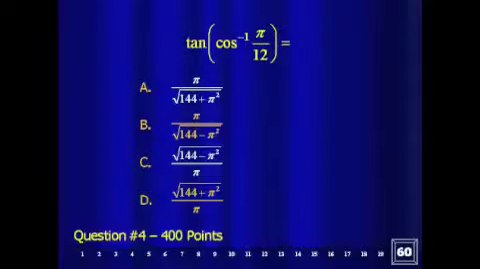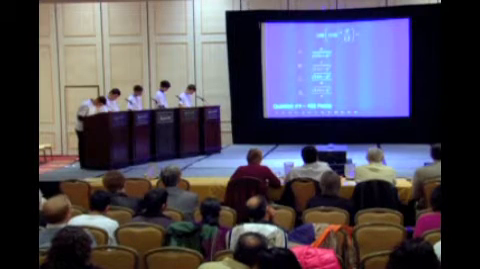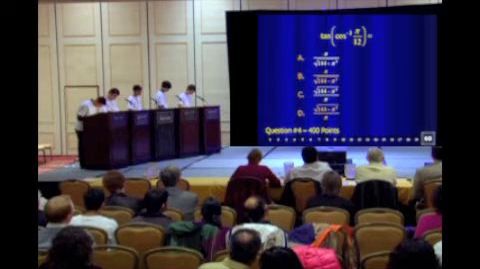So here, this is the tangent of the inverse cosine of pi over 12. Everything's in radians here. Is that pi over the square root of 144 plus pi squared, pi over the square root of 144 minus pi squared, square root of 144 minus pi squared over pi, or the square root of 144 plus pi squared over pi? And each time the square root's just either in the numerator or denominator, but not over the whole fraction.